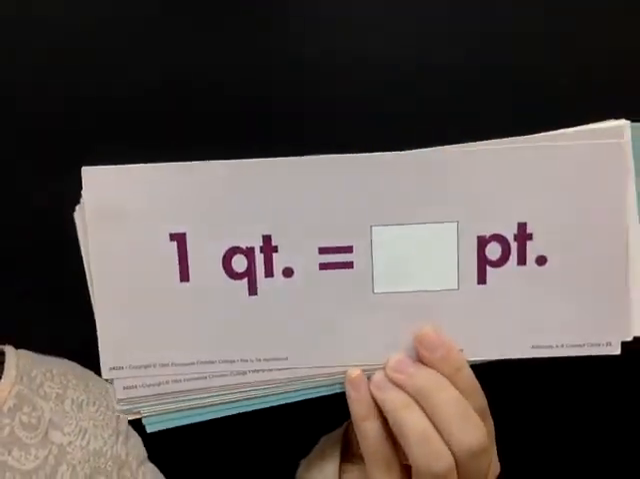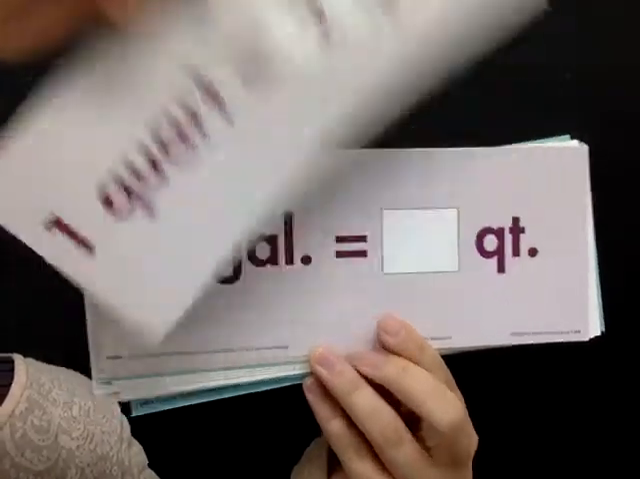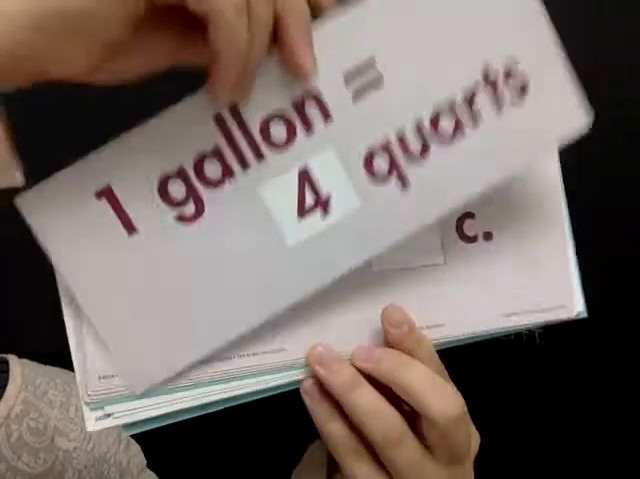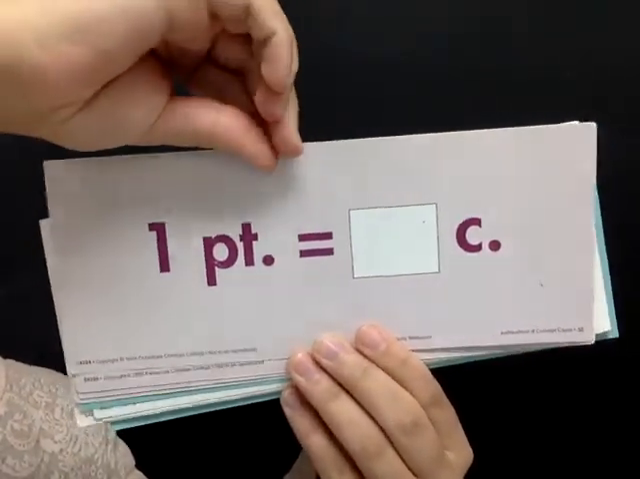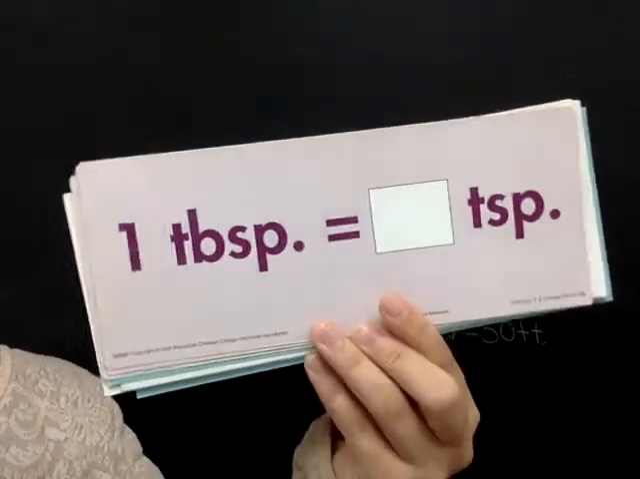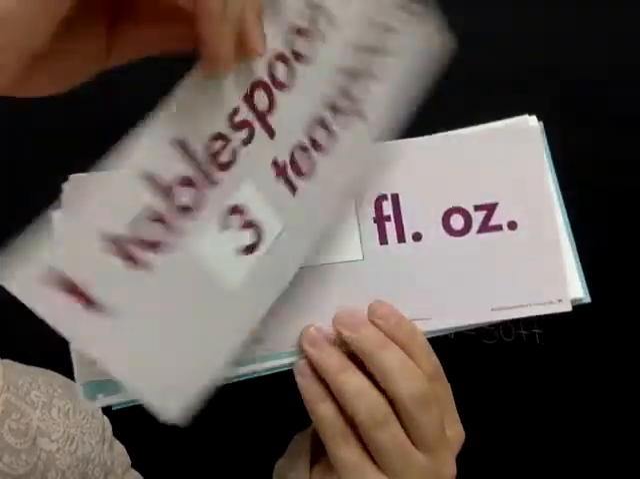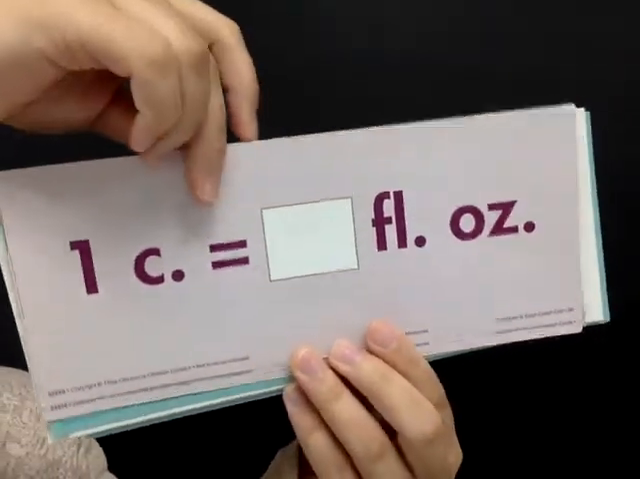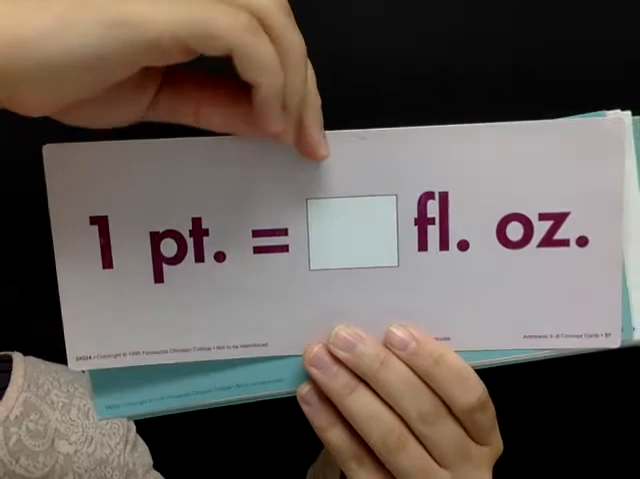10. 1 quart equals how many pints? 2. 1 gallon equals how many quarts? 4. 1 pint equals how many cups? 2. 1 tablespoon equals how many teaspoons? 3. 1 cup equals how many fluid ounces? 8. 1 pint equals how many fluid ounces?